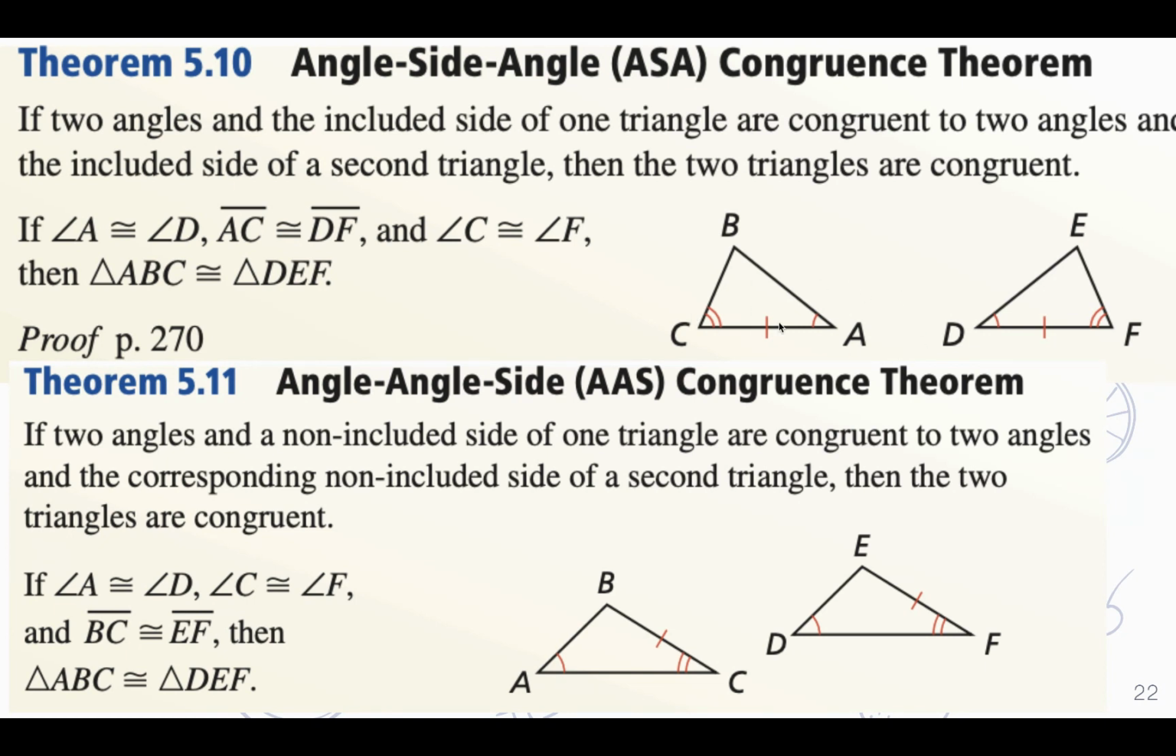AAS is where you have three pieces, two angles and a side, but the side is not right between. Okay. If you ever have two angles that are congruent and one side that's congruent, but the side is not the included side, you know that you're dealing with AAS.